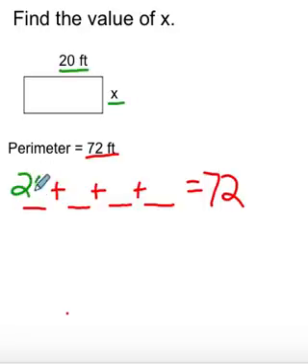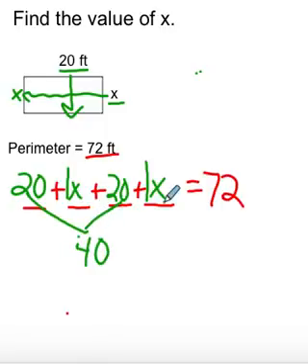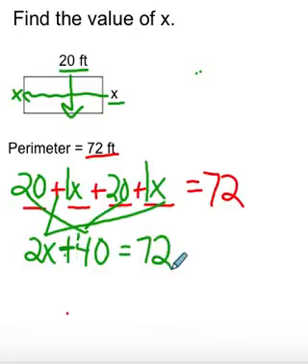So I know I have a 20. I know I have an x. But I also know that this side is also 20. And I know that this side is x. So that might be one way you write your equation. Now I'm going to clean this up. I'm going to add 1's in front of my x's so I can add like terms. I know that 20 and 20 is 40. I know that 1x plus 1x is 2x. And that 2x plus 40 equals 72.